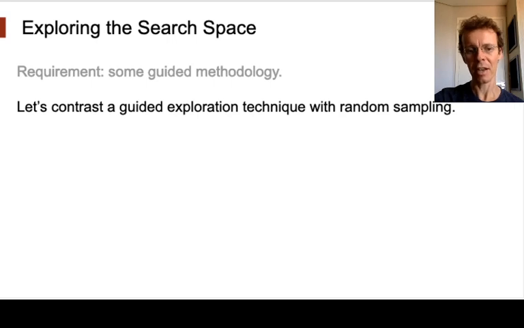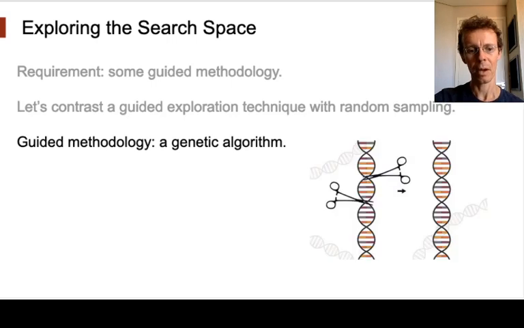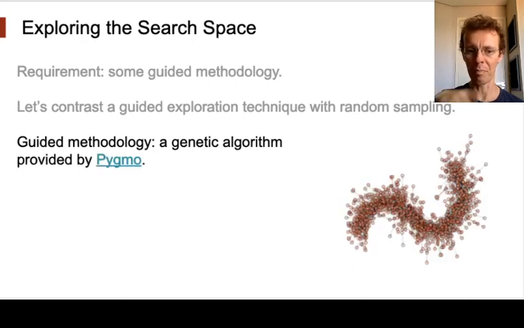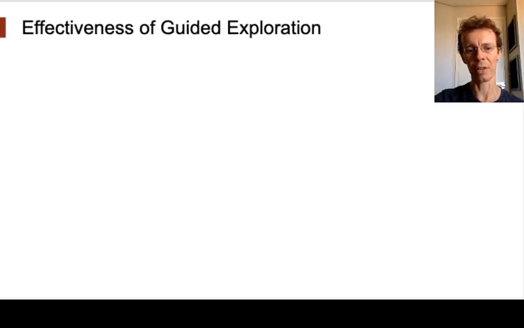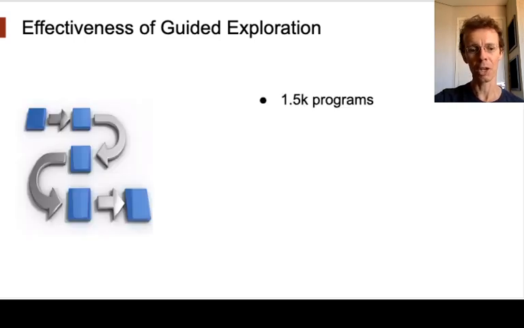As an exercise, let's contrast a guided exploration methodology with random sampling. To this end, we chose to evaluate the implementation of a classic genetic algorithm provided by the Pygmo library. That's implemented in Python, the Pygmo library, and it's open software. It's very nice to play with genetic algorithms. The first question that we can explore is how effective is the genetic algorithm as a technique to find good optimization sequences? To answer this question, we will use our 1,500 Centroid programs.